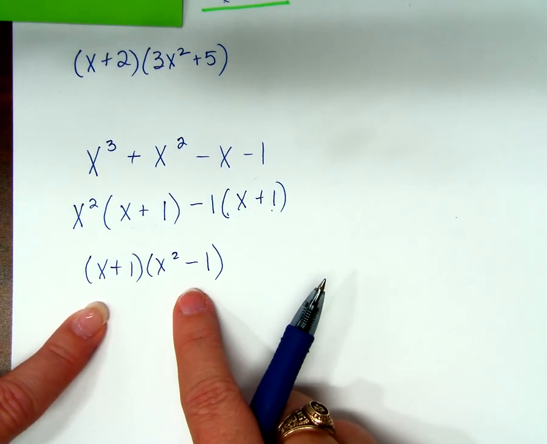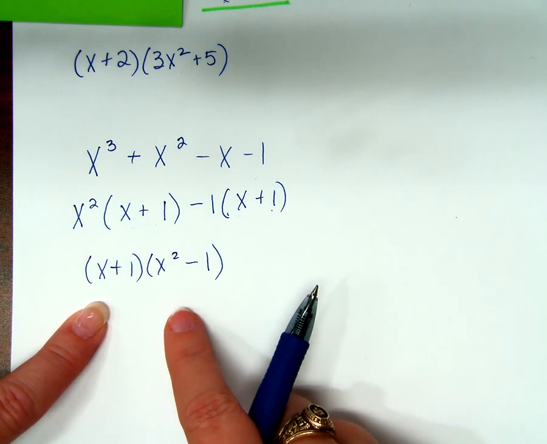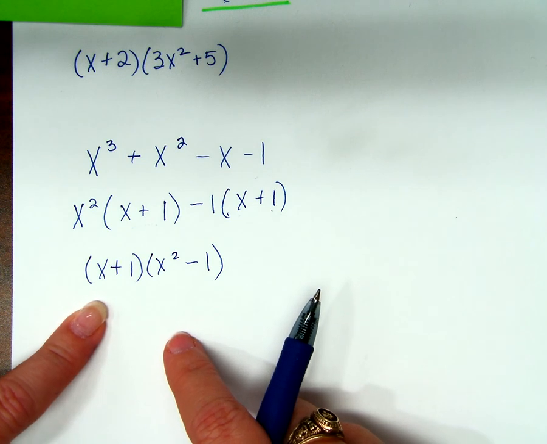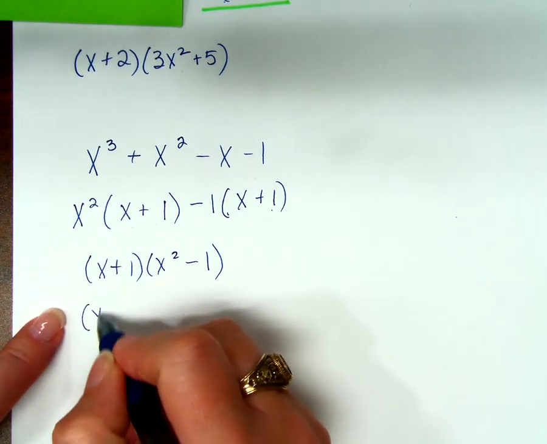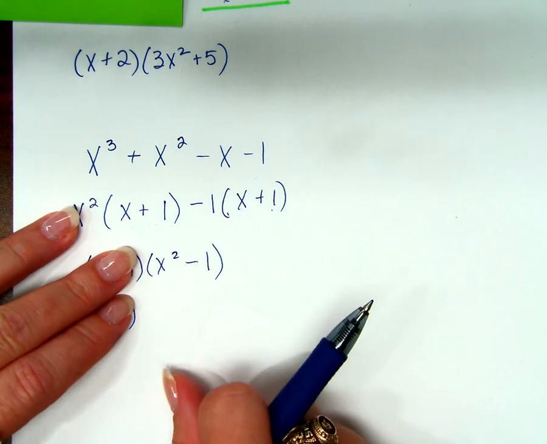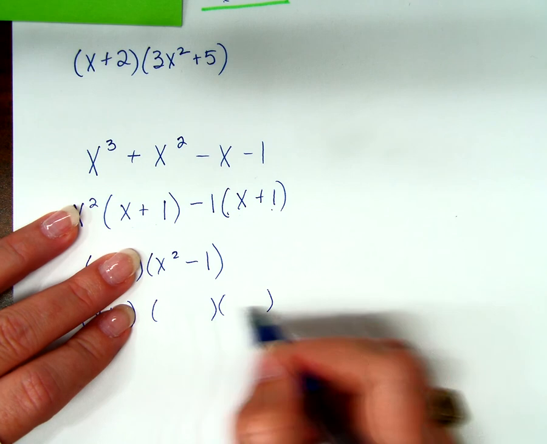Am I finished this time? No. Why? Because you can factor more. x squared minus 1 is the difference of squares, isn't it? So I keep this x plus 1 because that was already part of the answer, right? How do I factor x squared minus 1?